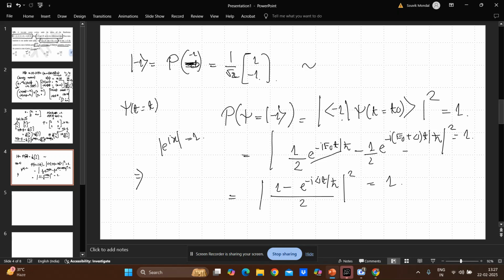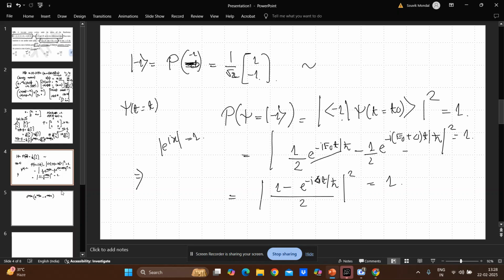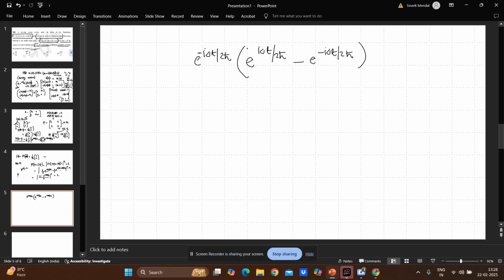Now sometimes you may be confused about what you can do with this, so I will give you a simple trick. Take e to the power minus i delta t by 2 h cross outside the bracket, and then you can write the rest as e to the power i delta t by 2 h cross minus e to the power minus i delta t by 2 h cross. Just rearrange the terms. Taking something out of the bracket, the remaining thing looks like this. What is the advantage of this? This will become a sine term.